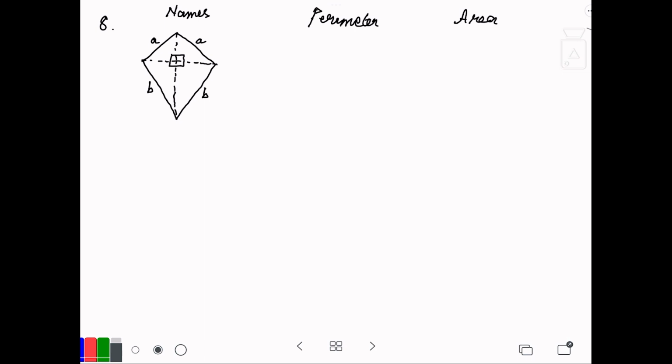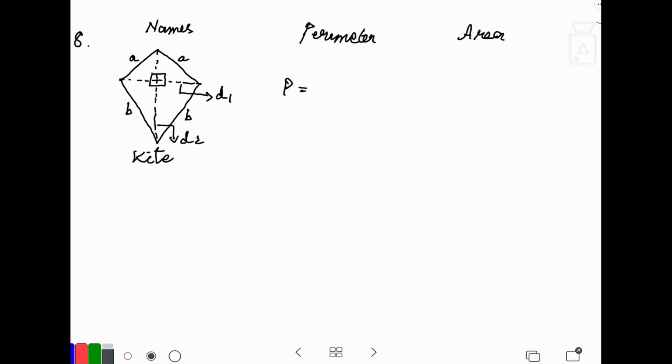As usual, this will also have two diagonals. You can call any diagonal diagonal 1 and the other one diagonal 2. The diagonals meet each other at 90 degrees like this. So if you come to the perimeter part, it is nothing but the sum of all four sides. You can write sum of all sides or sum of all four sides. And what is the area? It has the same formula we use for the area of the rhombus, which is half times D1 times D2.